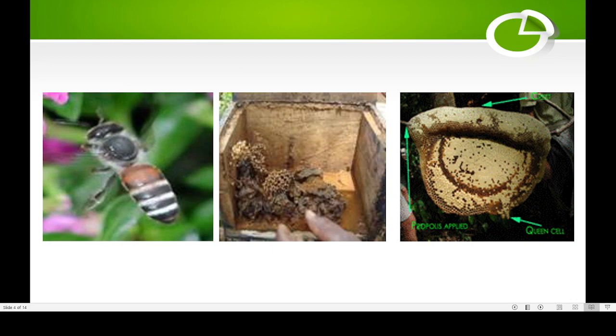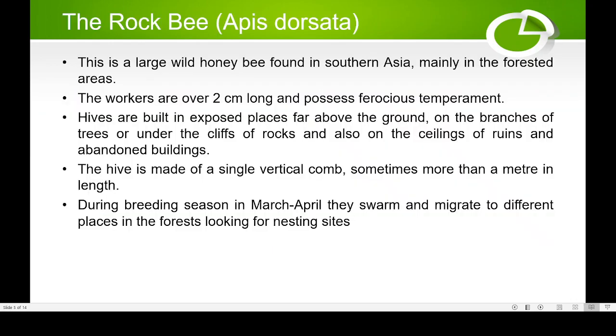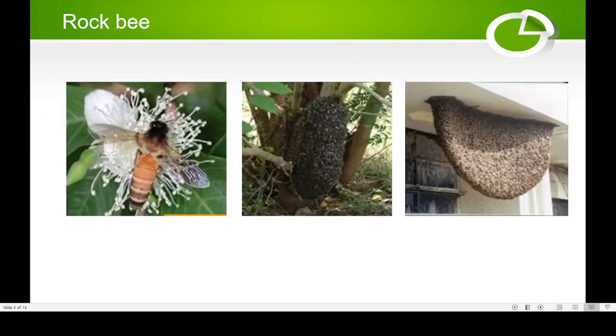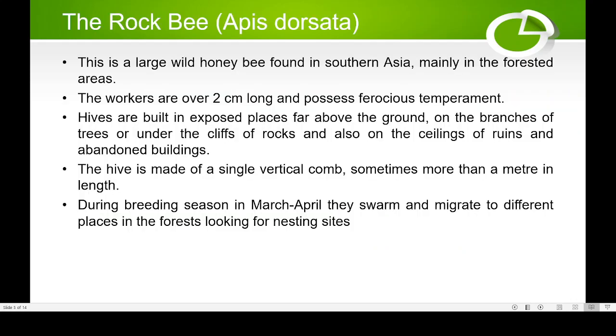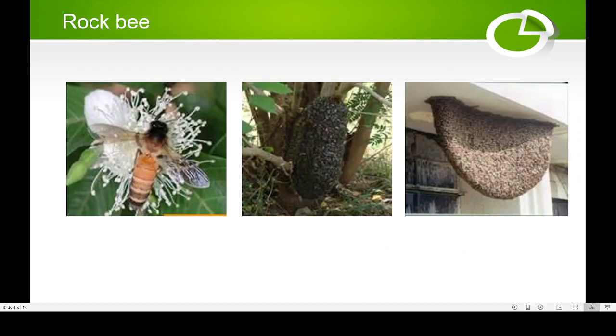So this is the second type, Apis dorsata, and what you are seeing is the rock bee. Here also there are three abdominal bands, but the nature and color of the bands are typically different. Here it is darker with white bands, a white band on a dark background. Here it is not that prominent, and the size of the rock bee is also larger.